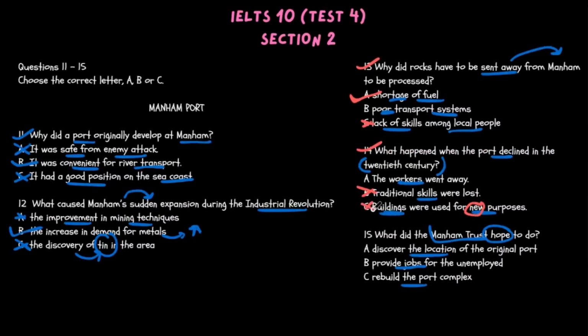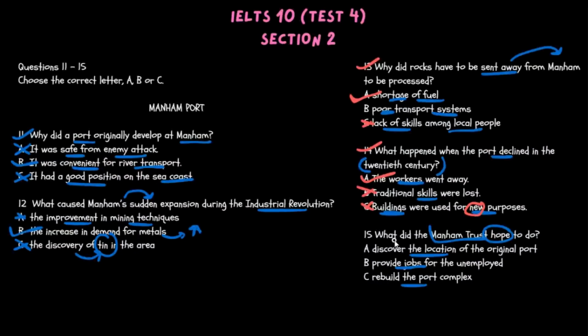The buildings at the port fell into disrepair, and the place became almost forgotten. They were not used for new purposes, and the buildings were forgotten. That means the answer would be A, because a lot of workers went away.